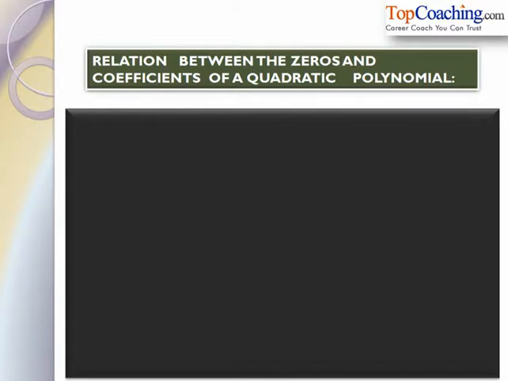Let's try to go into more depth and find out the relation between the zeros or the roots and the coefficients of a quadratic polynomial. We know what a quadratic polynomial is. It is a polynomial whose degree is 2, that is, the highest exponent of the variable is 2. Let's try to understand the relation between the roots and the coefficients of a quadratic polynomial.